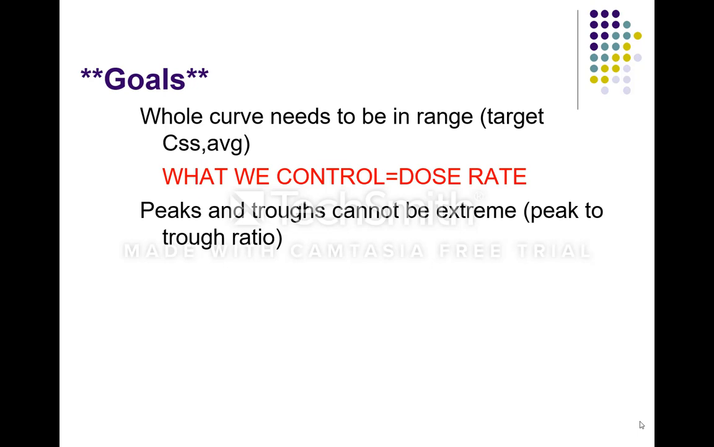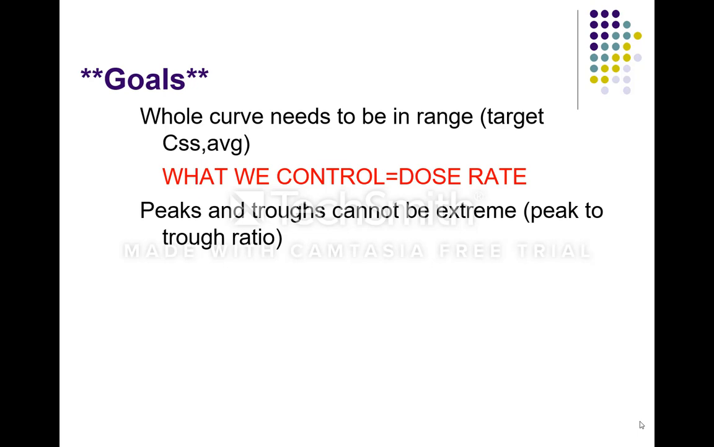We also want to make sure that the peaks and the troughs are not extreme, that they're within that therapeutic range. So we call this the peak to trough ratio. So it's the peak concentration divided by the trough. If your peak to trough ratio gets larger, that means there's more difference, right? And therefore it might be outside the therapeutic range. A smaller peak to trough ratio means there's less difference, and therefore more likely to be in the therapeutic range. Okay? So we want to make sure that the peaks and troughs are not extreme, which is your peak to trough ratio.